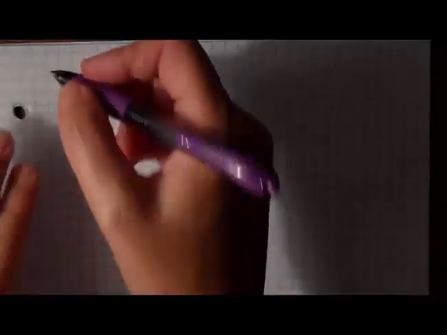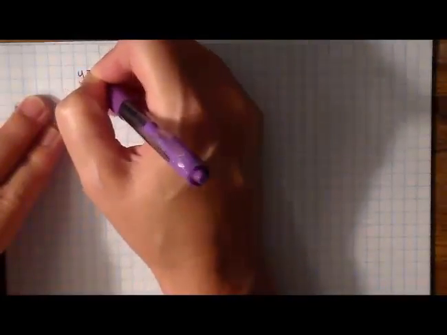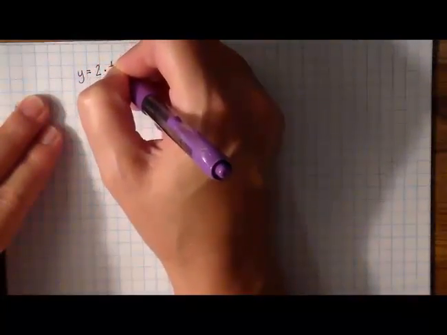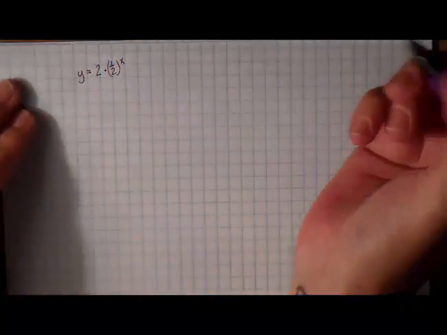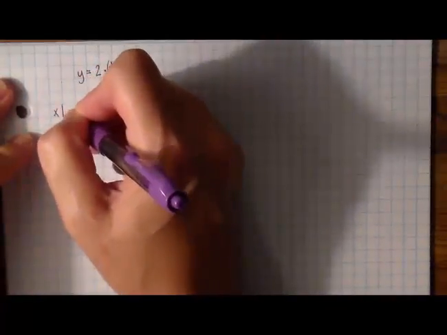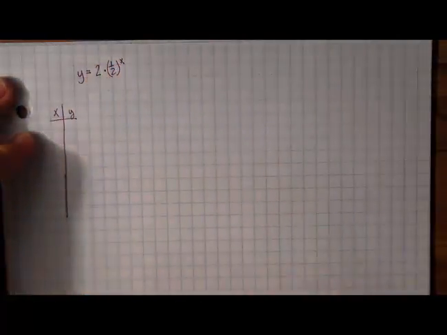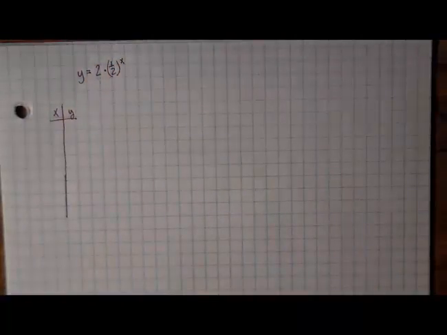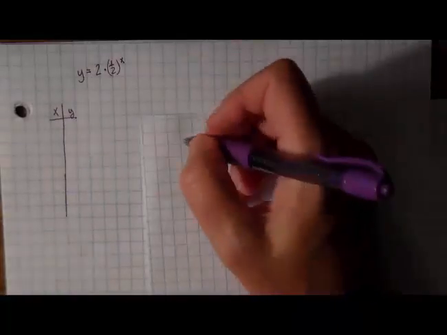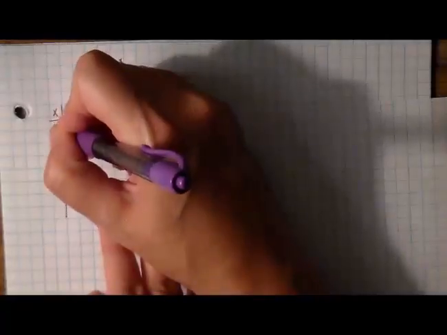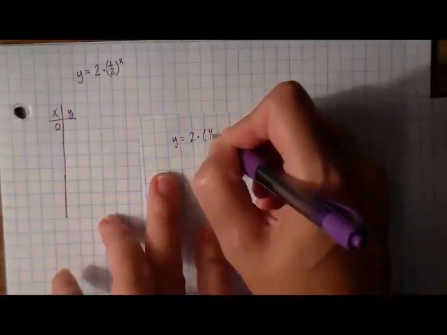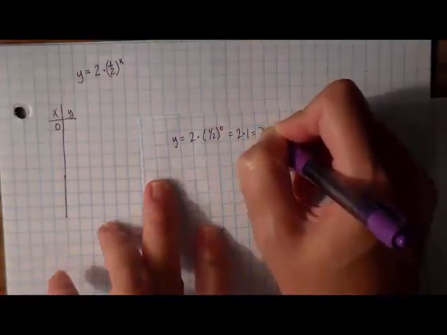Okay, let's try another one. Let's try one with a fraction. Let's try y is equal to 2 times 1/2 to the x. So I'll make my xy table. And before I make my coordinate plane, I'm going to go ahead and calculate some points just so I can see what I'm going to be getting myself into. If I plug in 0 for x, I get 2 times 1/2 to the 0, so that's 2 times 1, so that's 2.